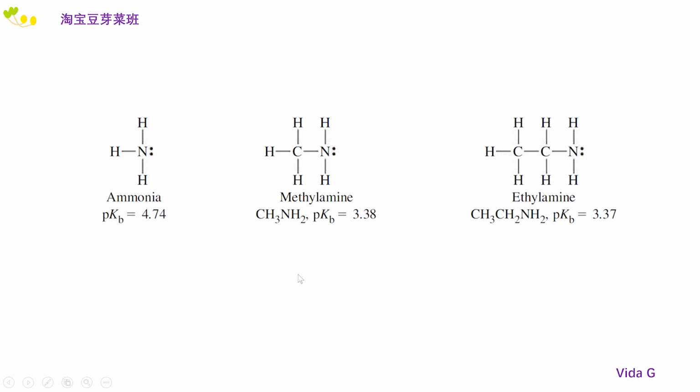And then we consider the length of the carbon chain. As we said in the previous slide, carbon is an electron donating group. So if we add more carbon to this species, in other words, the carbon chain is longer, the electron donating effect is stronger. So it is more likely for the nitrogen here to donate electrons to grab a proton. Okay, so the species which has a longer carbon chain makes the stronger base.